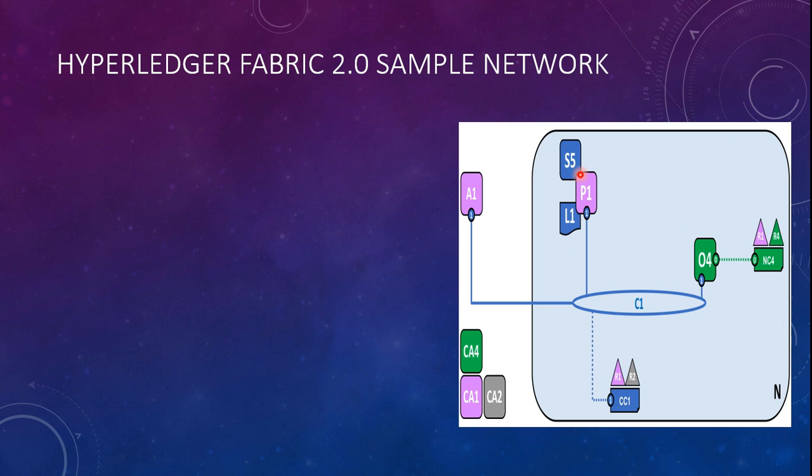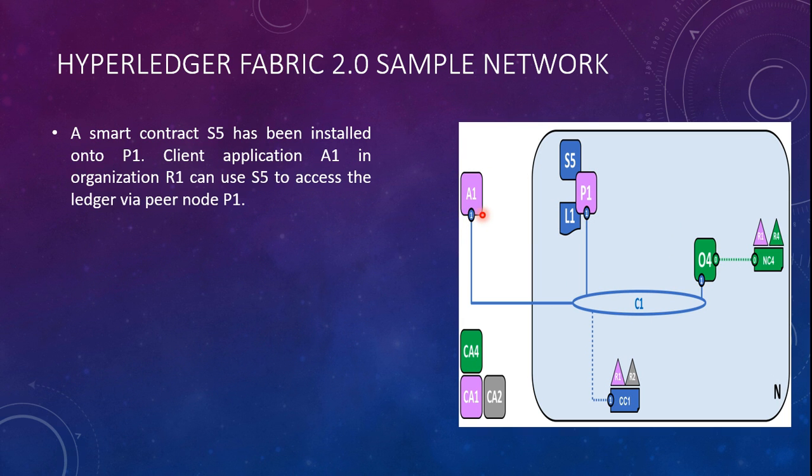Okay, now let's have a look at what this A1 is, which is the application. A smart contract S5 has been installed onto P1. So this peer P1 now has a smart contract, a chaincode S5. The client application A1 in the organization R1 can use smart contract S5 to access the ledger via node P1.